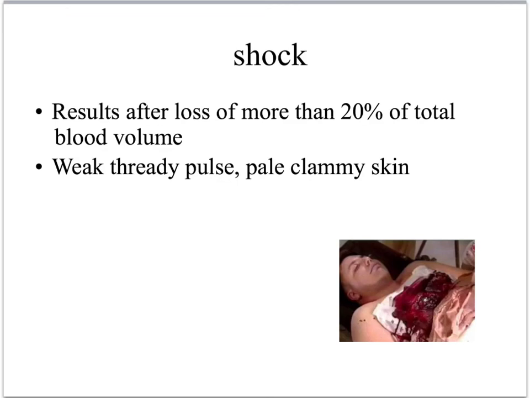What your body is trying to do when it responds to hemorrhage is to prevent shock. Shock results when you've lost more than 20% of your total blood volume. You'll see a weak, thready pulse and pale, clammy skin in a shock victim. Typically you'll elevate their feet, trying to maintain blood flow to the brain, and also cover them up and warm them up some. If shock is severe enough and not corrected, you're not having enough blood flow to keep the blood vessels open, and you have cardiovascular collapse and death.